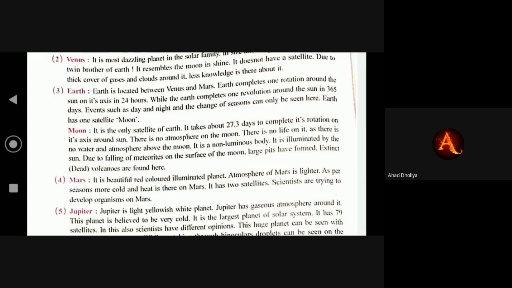Events such as day and night and the change of seasons can only be seen here. The Earth has one satellite, and that is the moon. It is the only satellite of the Earth. It takes about 27.3 days to complete its one rotation on its own axis around the sun.